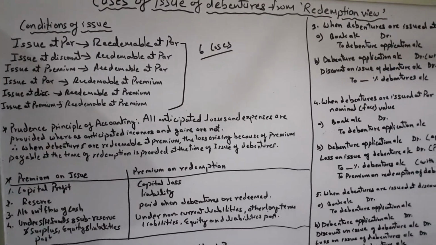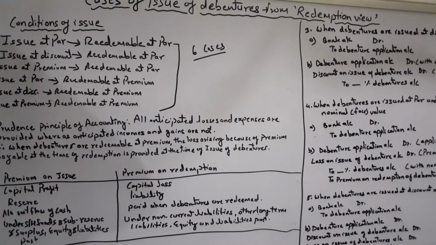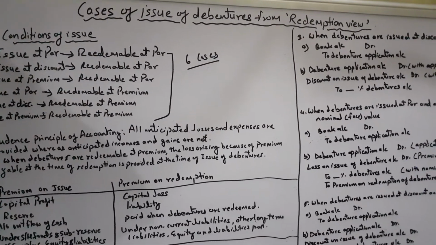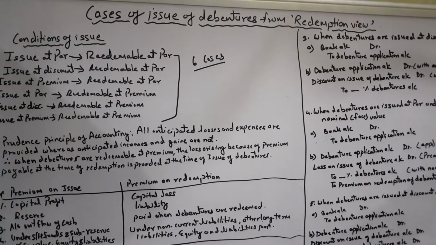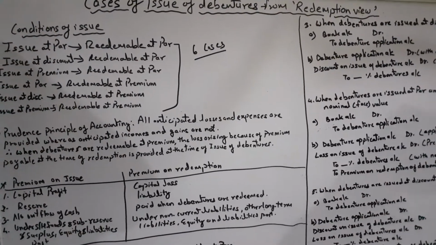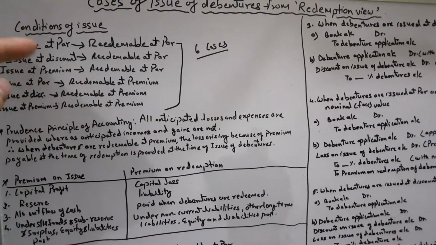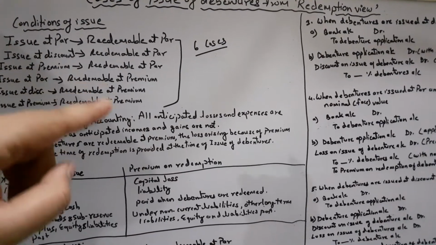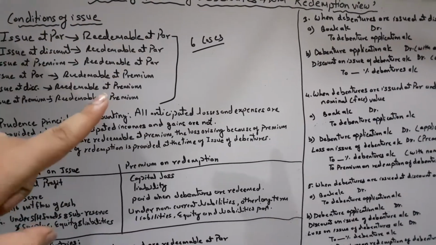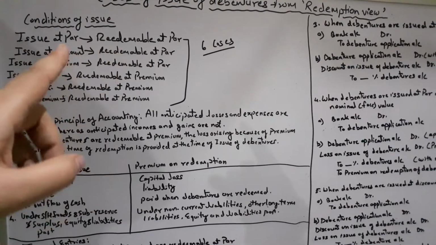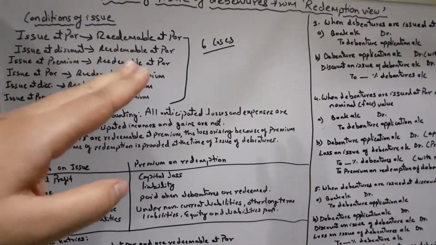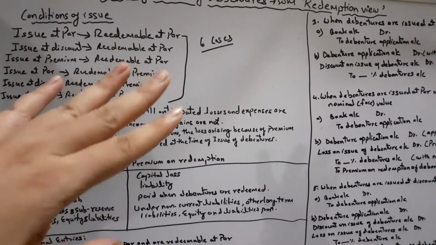Remember, when debentures are issued, the only two cases available for redemption are either at par or premium. Debentures can never be redeemable at discount. Although in the case of issue we have three cases: par, discount and premium, in redemption you will find only two cases: par and premium. So issued at par, redeemable at par means the issue price is 100 and the redeemable face value is also 100.